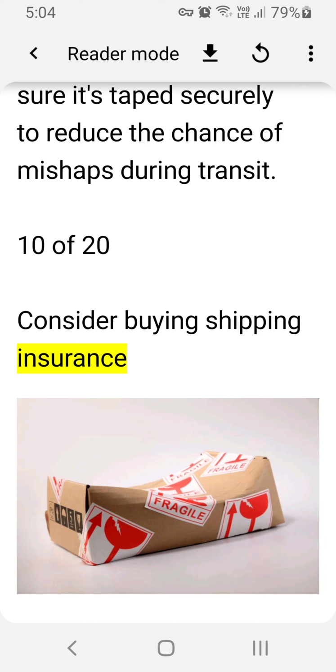10 of 20: consider buying shipping insurance. Shutterstock. Occasionally, a package gets lost in the mail. Paying a little extra for shipping insurance on the package means that you won't be out the cost of your item in the event your package is lost, plus the cost of a refund to your disappointed buyer.